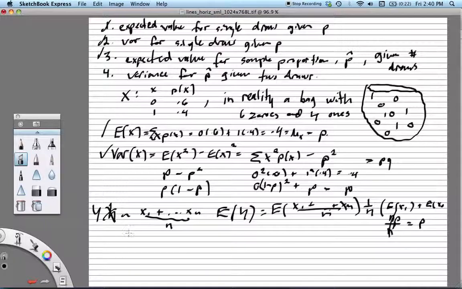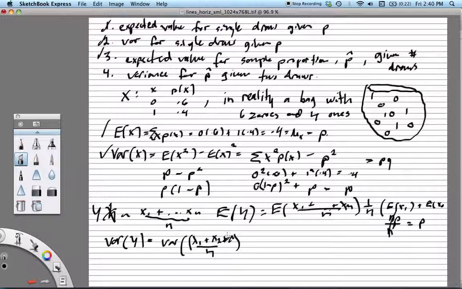Next we want to get at the variance. Okay, and I'll do my special case here. Bear with me. This is the home stretch here. Okay, the variance of y is the variance of x1 plus x2 over 2. Okay, so this looks like a function of random variables to me.